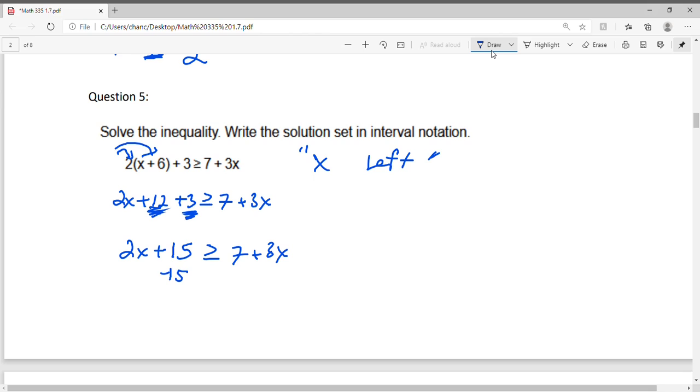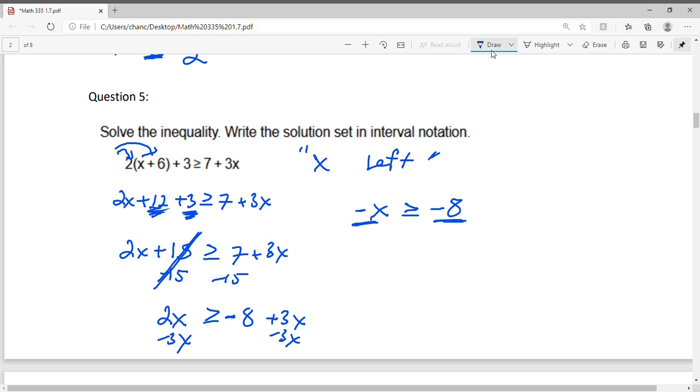Let's subtract 15 from both sides, and that results in 2x is greater than or equal to -8 plus 3x. Let's subtract 3x from both sides, and we have -x is greater than or equal to -8. But when I divide both sides by -1 to get the x by itself, I have to switch the direction of the sign. And so we have x is less than or equal to 8.